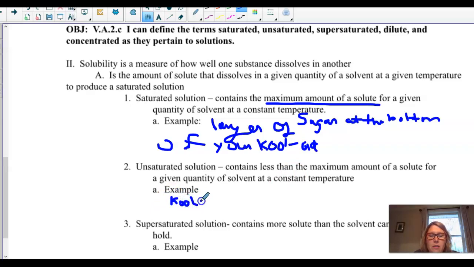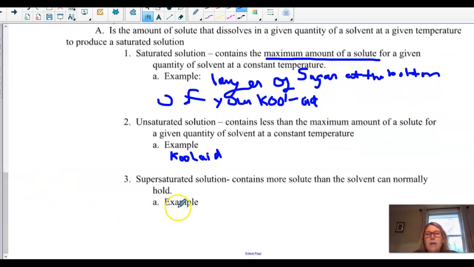Now, a supersaturated solution is a little different, because supersaturated solutions actually contain more solute than the solvent normally can hold. A couple of examples of this would be fudge. When you make fudge, you're heating up the chocolate and the sugar, and you keep adding sugar. You add so much sugar that it looks like a nice liquid, but once it starts to cool, it takes on a different texture. Rock candy is another example.